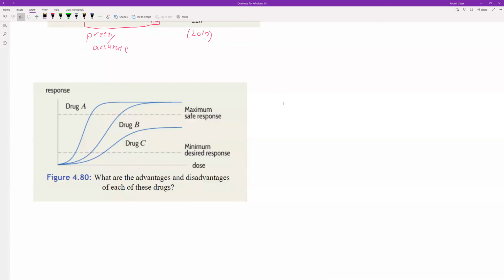Okay, so here is another example, example 4 from the textbook. I just want to talk about a different example of working with a logistic equation. I think this example is quite fun to look at. We have 3 types of drugs, and what are the advantages and disadvantages of each drug? Let's break it down with A, B, and C.